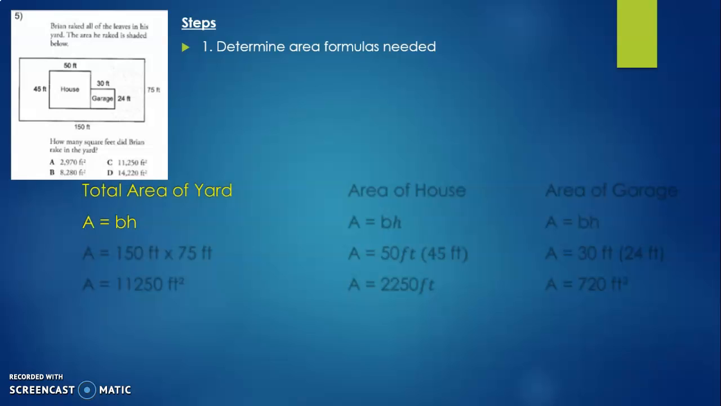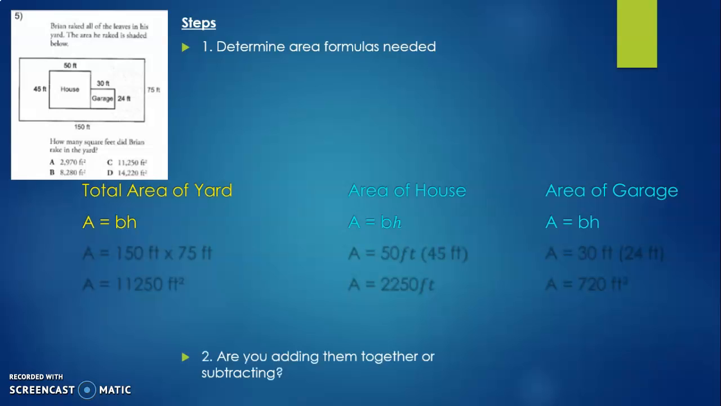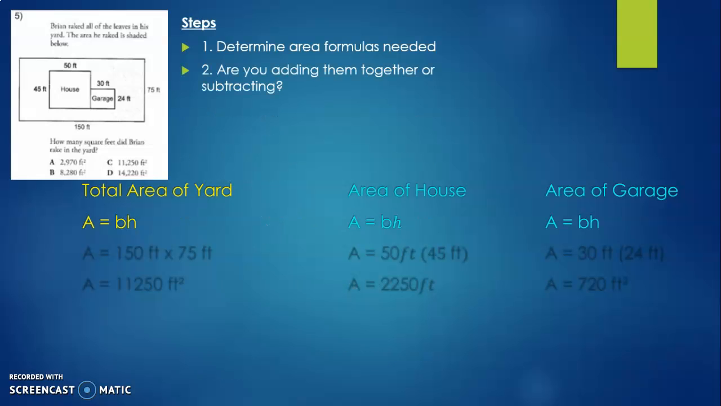Okay, so now that I have the process that I need to follow, I'm going to first determine the area formulas that I'm going to need. My total yard is a rectangle, so I have base times height. The house is essentially a rectangle as well, so that's another base times height. And our garage is also a rectangle, so once again, base times height. Now I have to determine if I'm going to add or subtract them. I think that first I need to find the area of the house and garage and then subtract that from my total. So I'm going to add the house and garage and then take that total and subtract it from the area of the total yard.